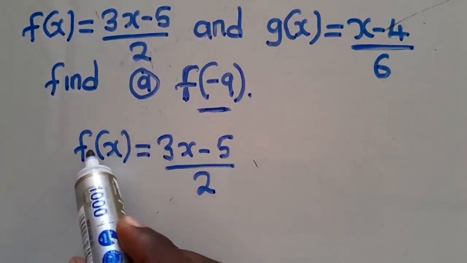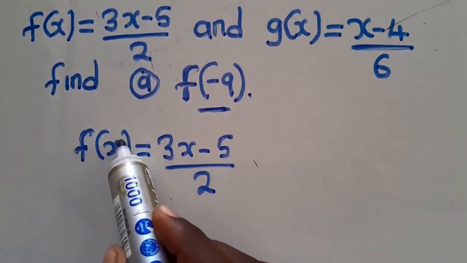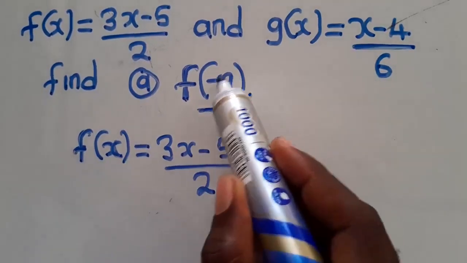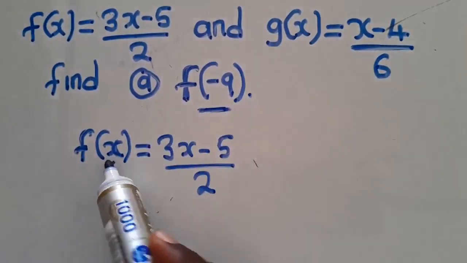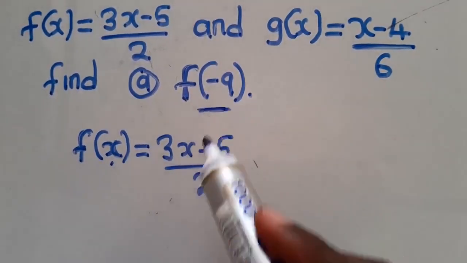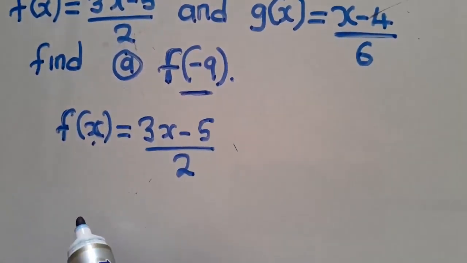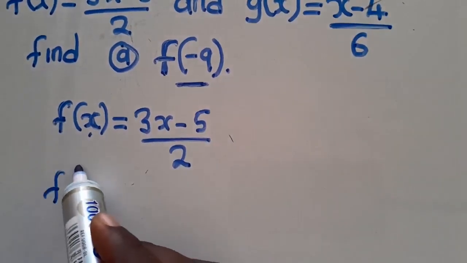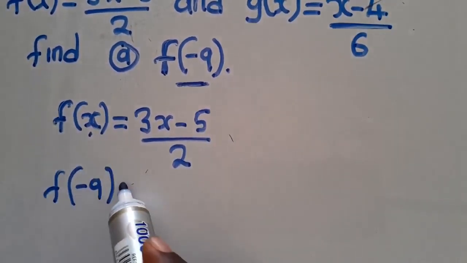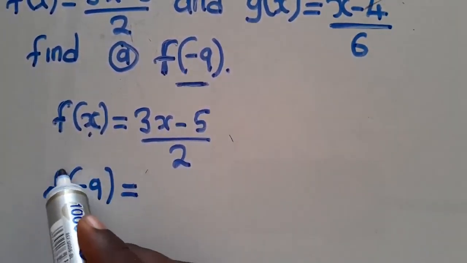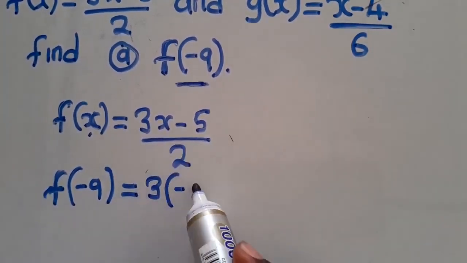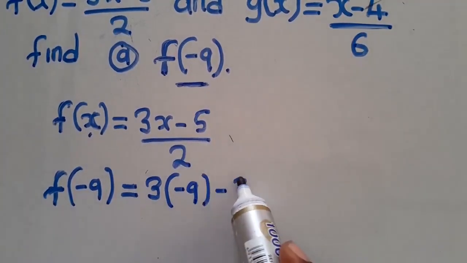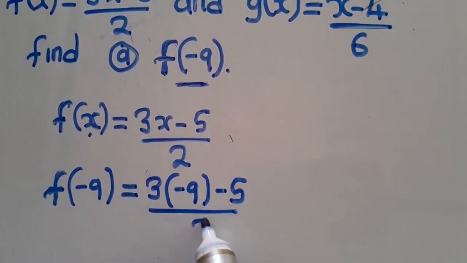So here, there is x. Where there is what? Negative 9. This is to tell you that where there is x, you are going to put negative 9. So what I'm going to do is this: I'm going to say f of negative 9 is equal to 3 times, here there is x, I put negative 9, minus 5, then over 2. This is what I'm going to do.